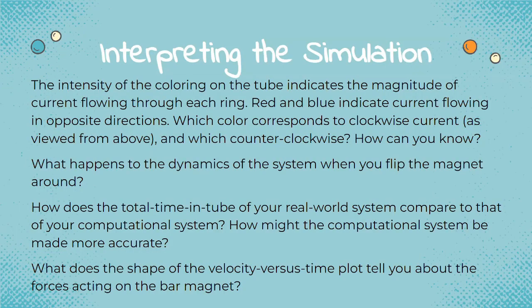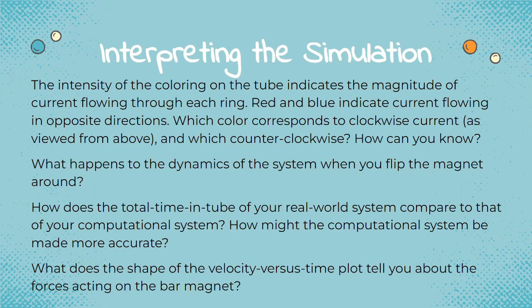Which color corresponds to clockwise current as viewed from above, and which is counterclockwise? How do you know? The red is counterclockwise and the blue is clockwise. We know this by using Lenz's law, which says that the magnetic field from induced currents opposes the change in flux. What happens to the dynamic of the system when you flip the magnet around? If we were to flip the magnet around, the direction of the current would flip, but the magnet will follow the same motion whether or not the north side is facing down.